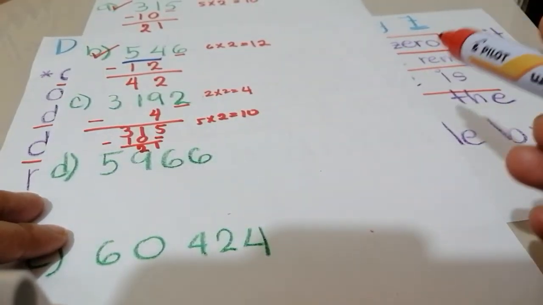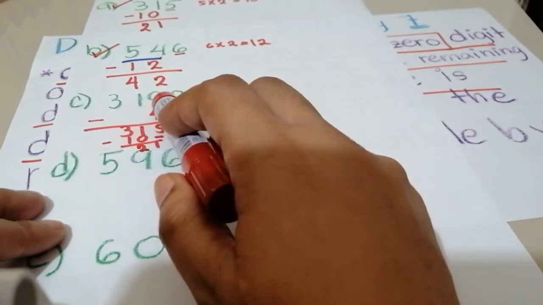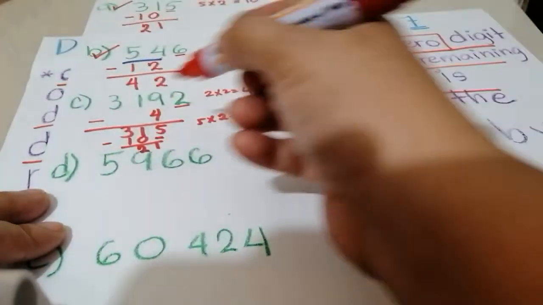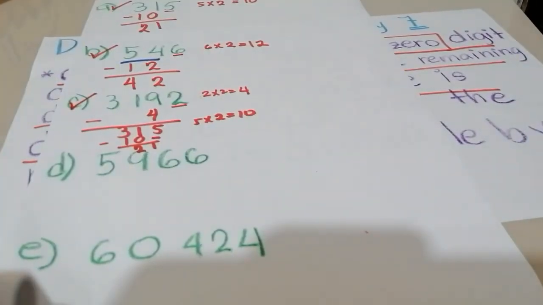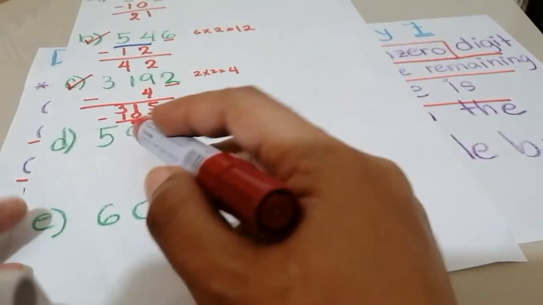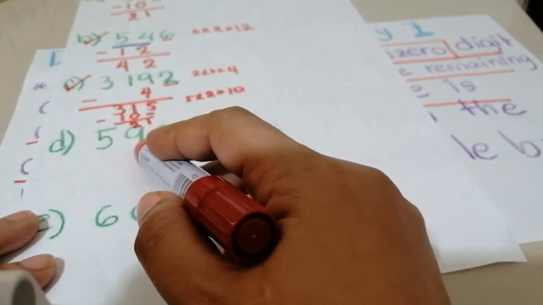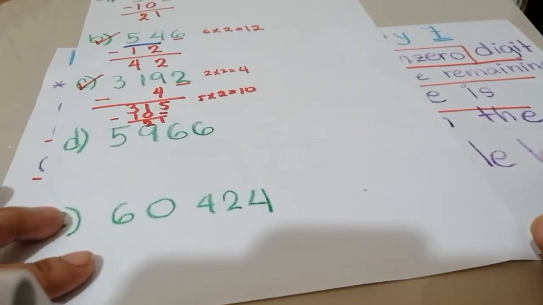Okay, at dahil doon, we say that 3,192 is also divisible by 7. Okay? Next is the 5,966. Is it divisible by 7?